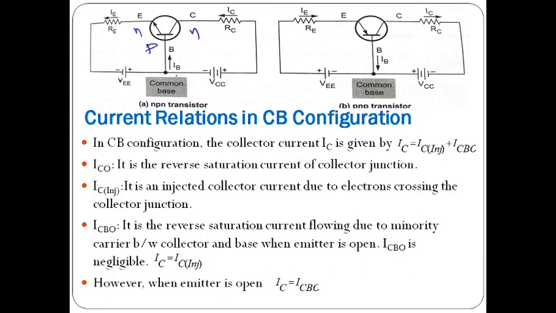So this ICBO is the reverse saturation current. It is very small compared to the injected carrier current. So sometimes we may neglect this ICBO. So we can write IC equals IC injection.